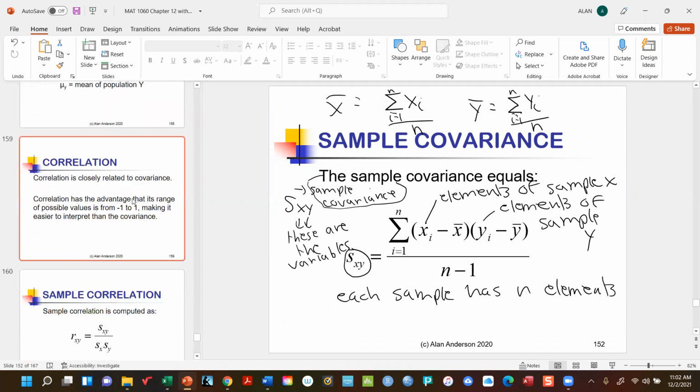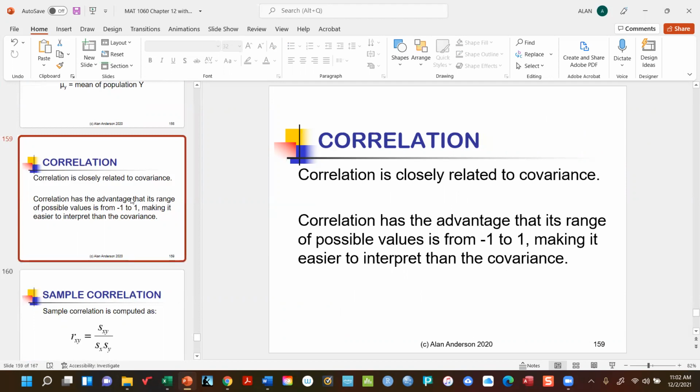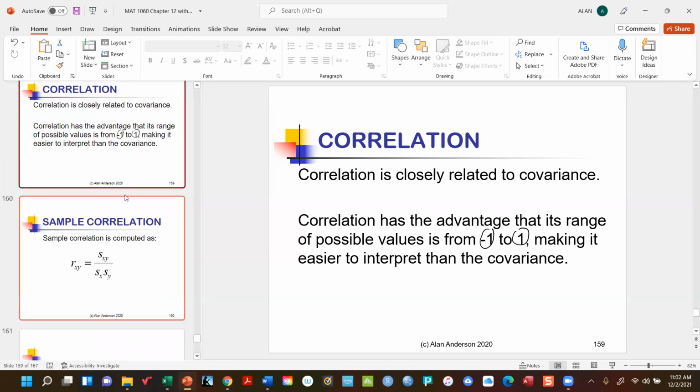All right, but having said that, let's jump ahead and look at the correlation. Correlation is closely related to covariance, but here's the beauty of it. The range of possible values is from -1 to +1. It can't fall outside that range. So when you see a correlation number, it's easy to tell not only what direction the variables are moving in, but how strong is that relationship. All right, so let me just show you a couple of quick examples.